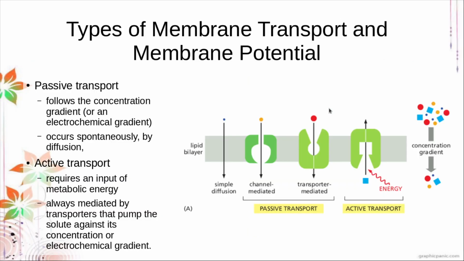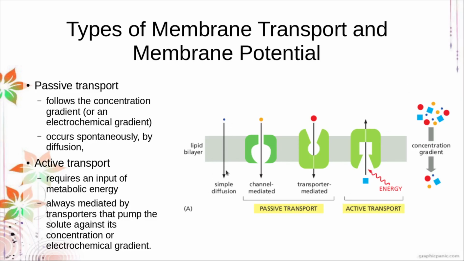So we have types of membrane transport and membrane potential. So we have, of course, the passive transport, which does not really require much energy. They follow the concentration gradient, or in the case of ions, we have an electrochemical gradient because the charges of the ions also matter. So the passive transport occurs spontaneously. So basically diffusion. So simple diffusion.